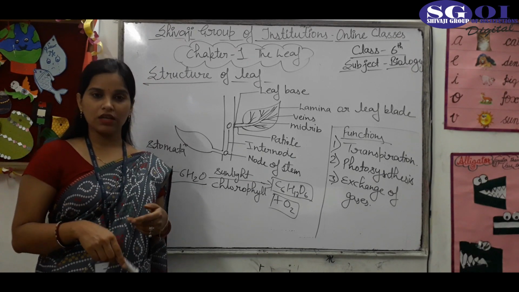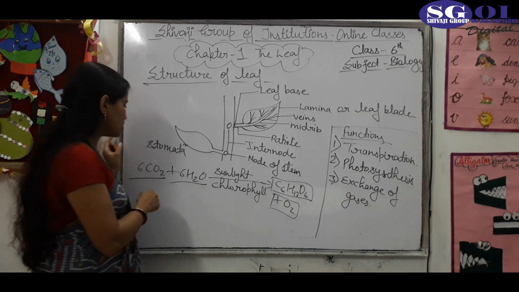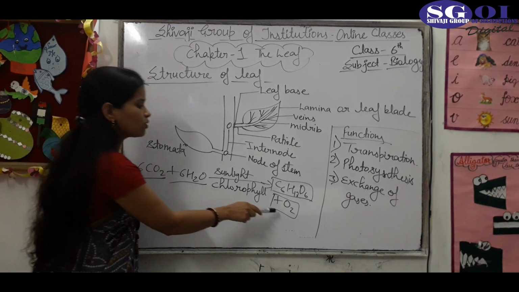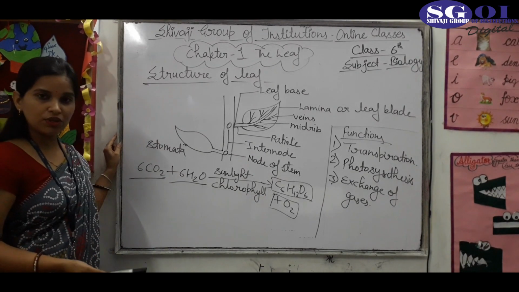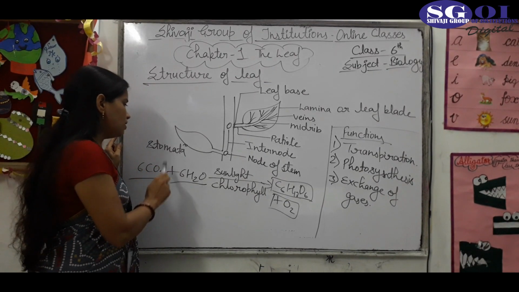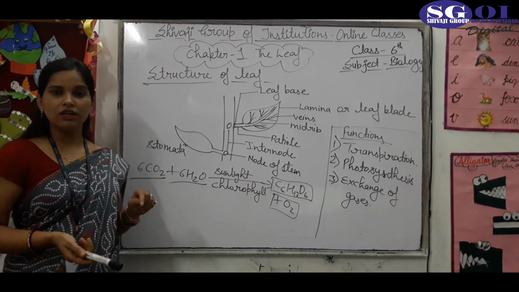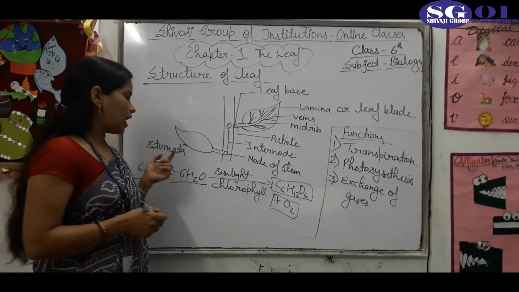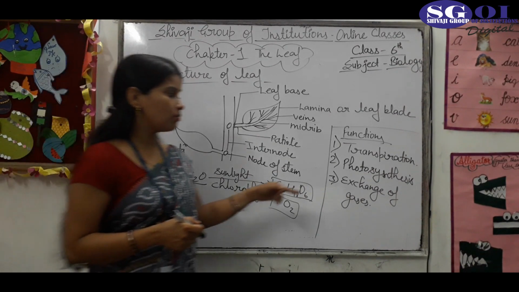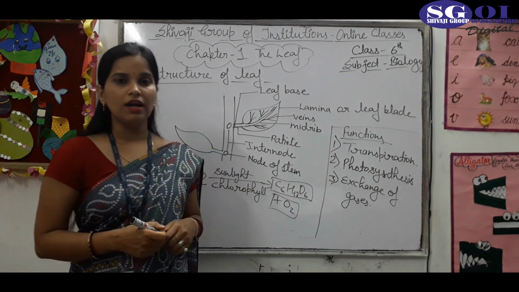Means in photosynthesis, they take in carbon dioxide and release oxygen. But during respiration, the stomata take in oxygen and release carbon dioxide. So stomata help in the exchange of gases. This is also an important function of the leaf.